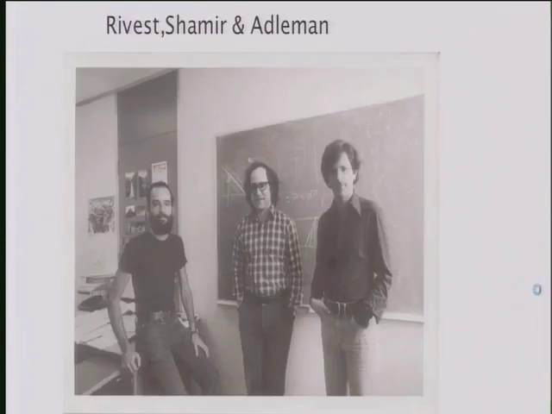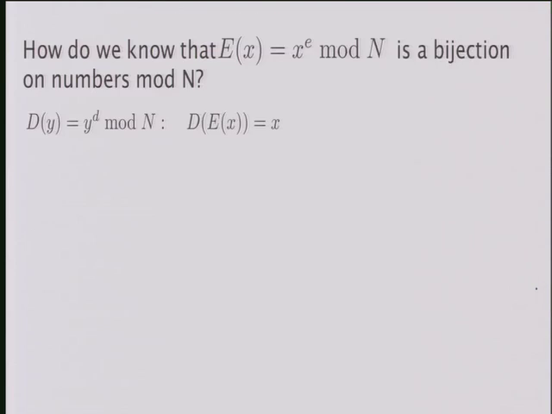Okay, so far what I described to you is what the RSA crypto system looks like. Now let's try to see why it works. To understand why it works, we have to understand some of the properties of modular arithmetic. First, how do we know that x to the e mod n is a bijection?